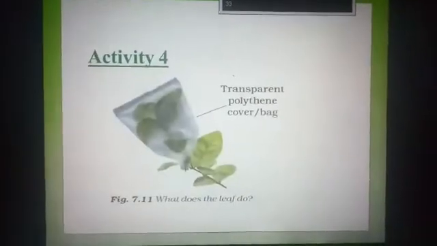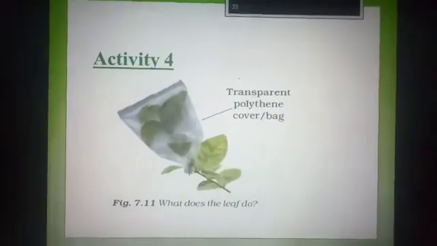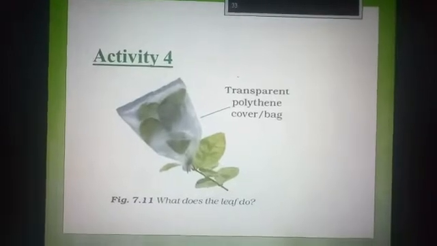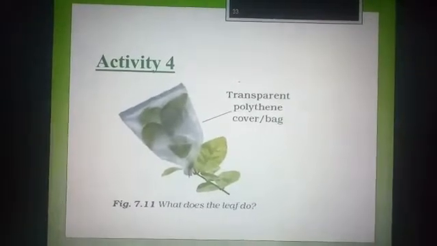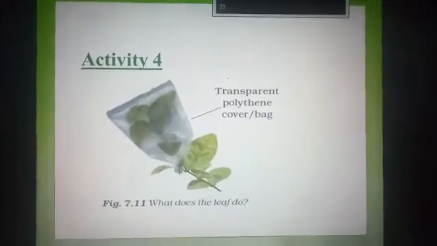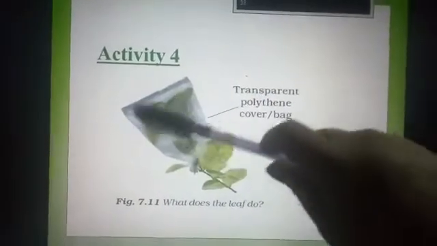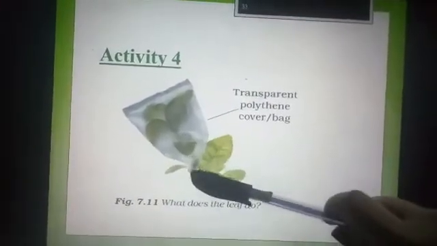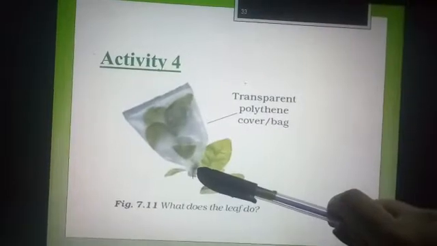Then next we have activity number 4 of your textbook. Just look here, what is this? This one is a leaf, okay? And you are observing a transparent polythene bag around this leaf, and it is tightened by a thread.